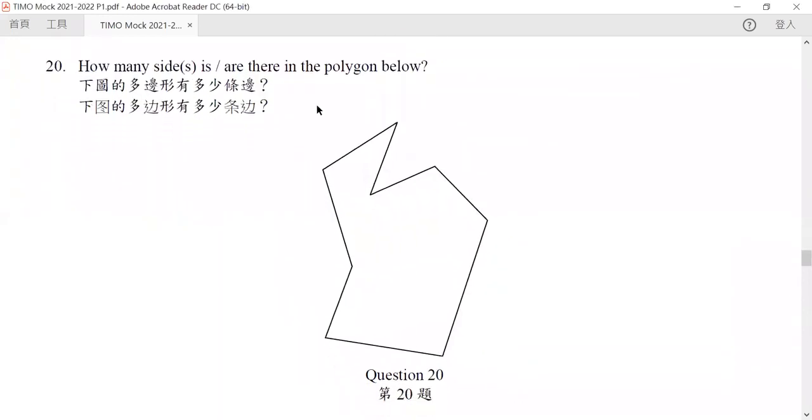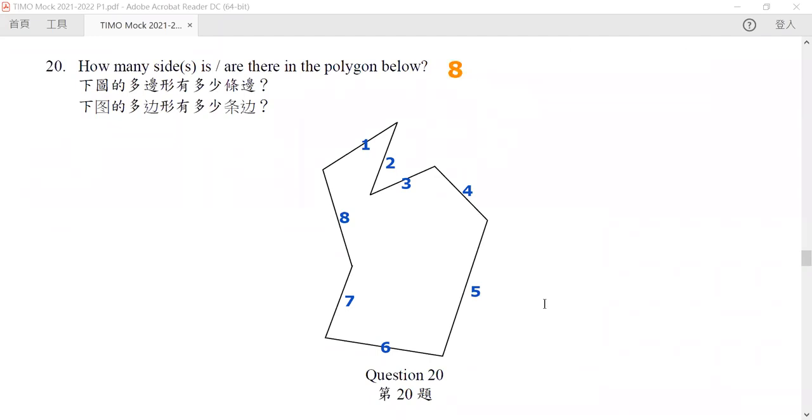How many sides are there in the polygons below? Well, we can count it by hand, right? This is our first line, first side. This is our second side. This is our third. This is our fourth. This is our fifth. This is our sixth. This is our seventh. This is our eighth. So in total, there will be 1, 2, 3, 4, 5, 6, 7, 8. And hence our answer is equal to 8.